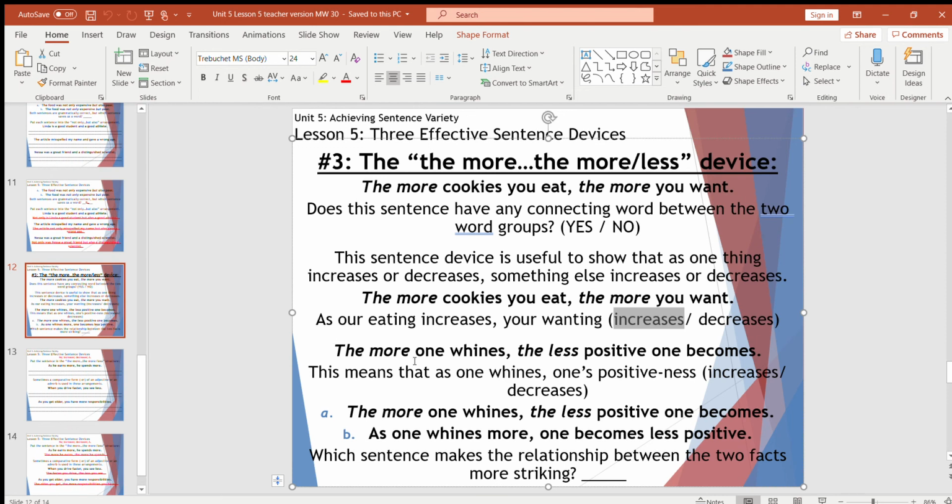The more one whines, comma, the less positive one becomes. Okay, so this means that as one whines more, one's positiveness increases or decreases. It decreases, right? Because that's what less positive means. The more one whines, the less positive one becomes. As one whines more, one becomes less positive. So which sentence makes the relationship between the two facts a lot more striking? That would be A, right? Because it's the more, the less format device.